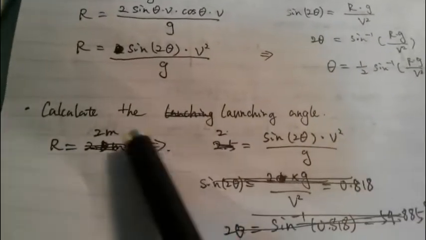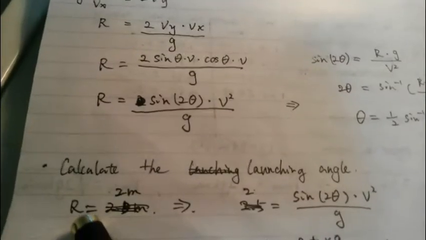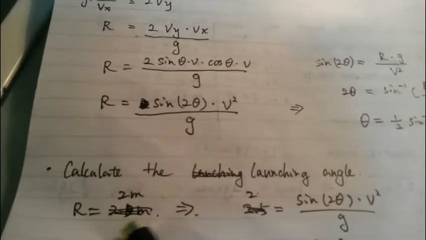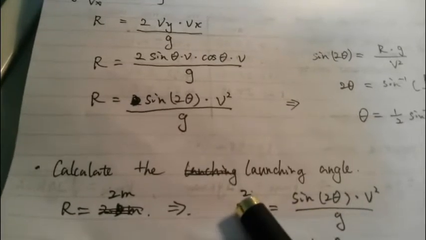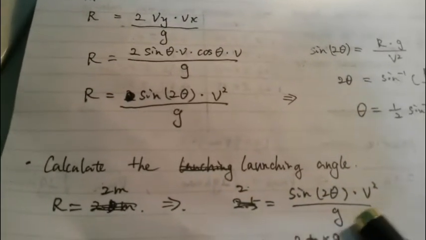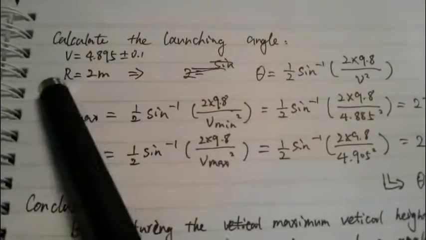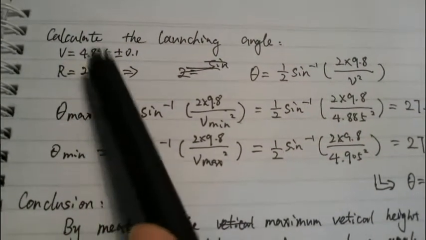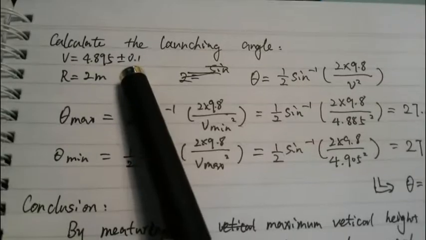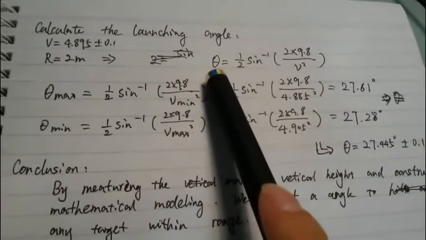And the last step is to calculate the launching angle. We get r equal to 2 meters. So we get 2 meters equals sine 2 theta times v squared divided by g. And we know v, which is this value, and r here. So we can calculate theta easily.